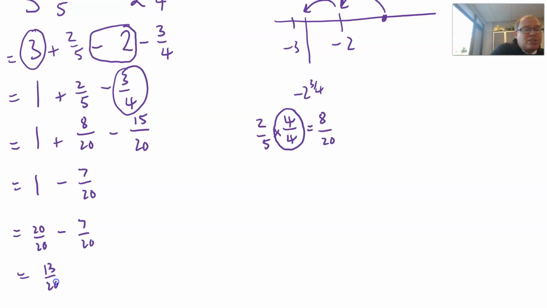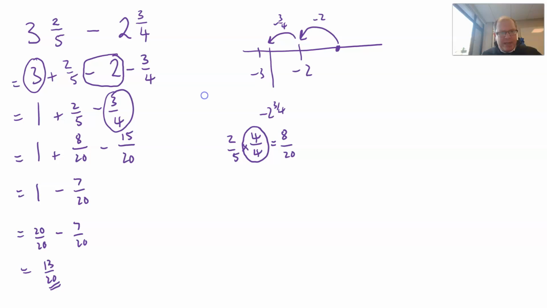And you've got 13/20. Remember, you haven't got any 13/40. You're not counting 40ths, you're counting 20ths. If you had 20 dogs and you minus 7 dogs, you'd have 13 dogs. Here I'm counting not dogs, but 20ths. Okay, so that's method 1.